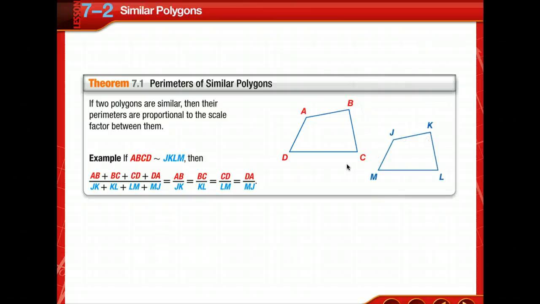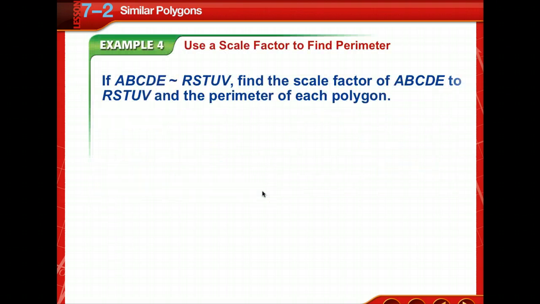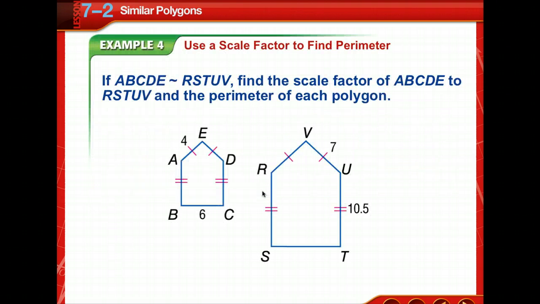In similar polygons, the ratio of any two corresponding lengths is proportional to the scale factor between them. This leads to this theorem about the perimeters of two similar polygons. So if two polygons are similar, then their perimeters are proportional to the scale factor between them. Let's see what that means. We're going to use the scale factor to find the perimeter.